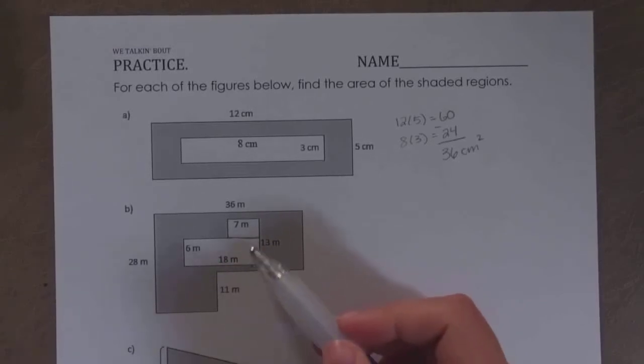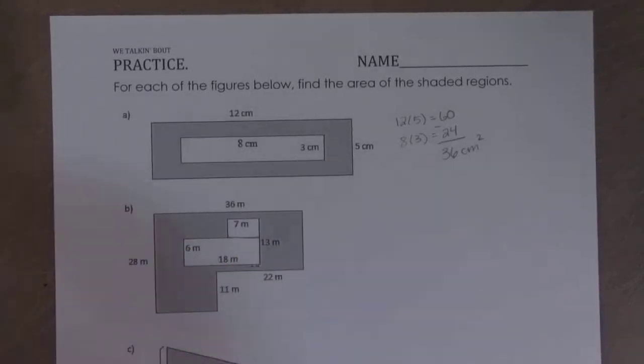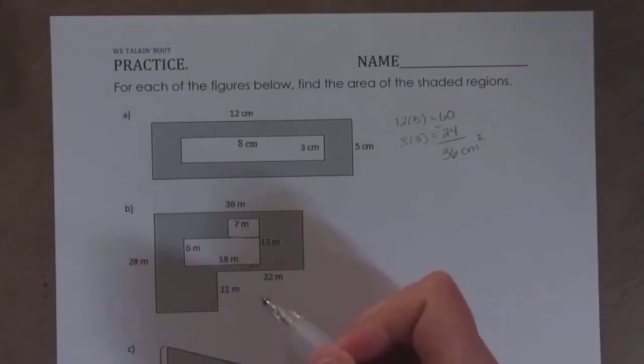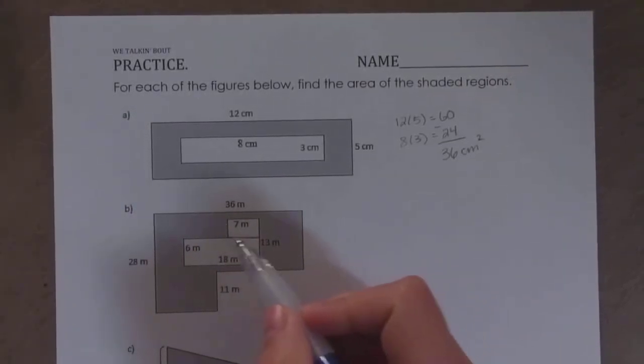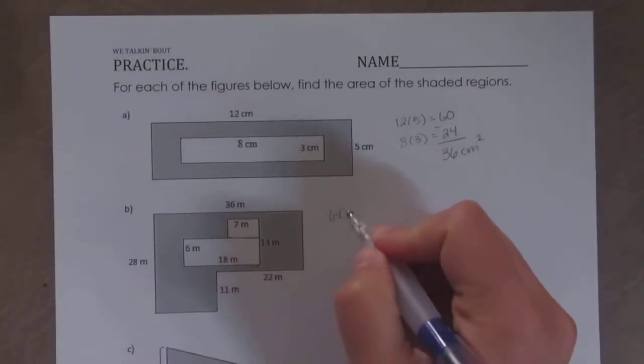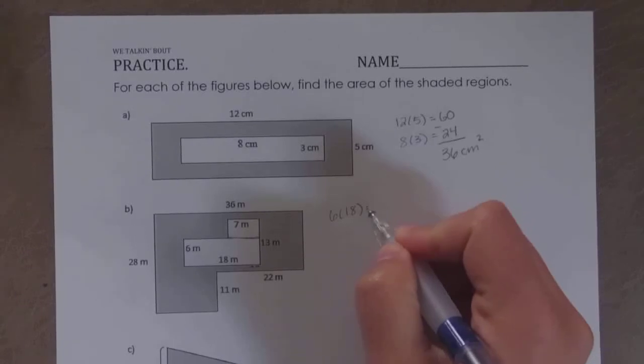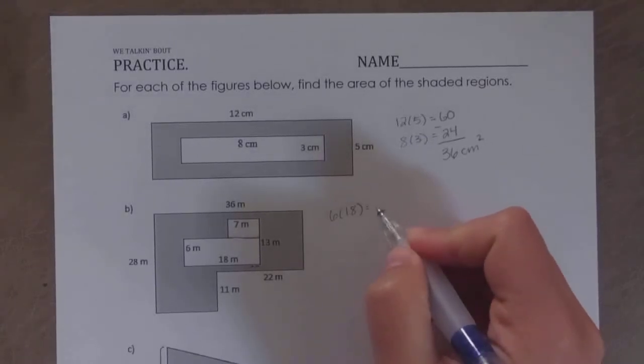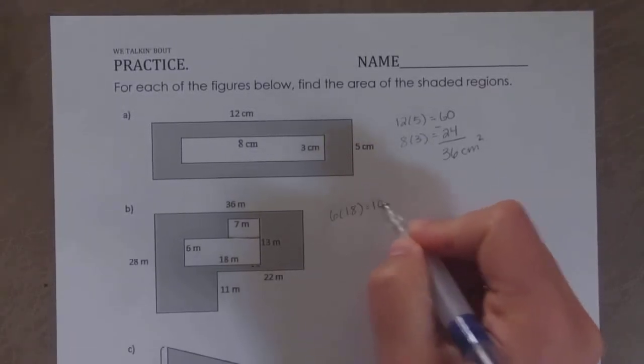Okay. Now the second one's a little bit more tricky. I need to split up these shapes into shapes that I can recognize and work with. So I'm just going to do the white part first. I split this up into 2 rectangles. Now I know this bottom one is just 6 times 18, and that's 108.